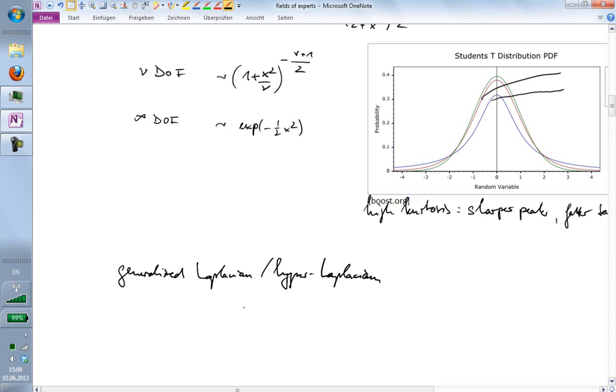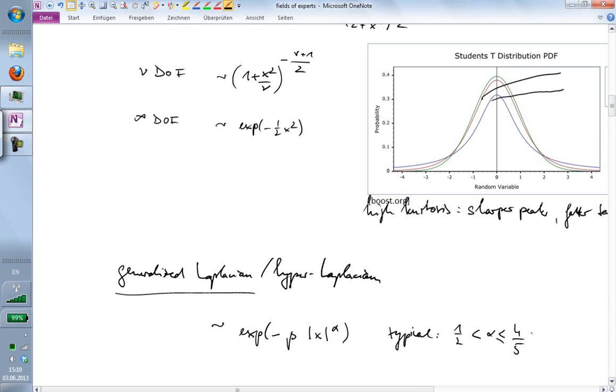And the hyper-Laplacian distribution is e to the minus some parameter times the absolute value of x to the power of alpha. And typical values for alpha, if you want to model natural image statistics, are alpha larger than 1/2 and smaller than 0.8.